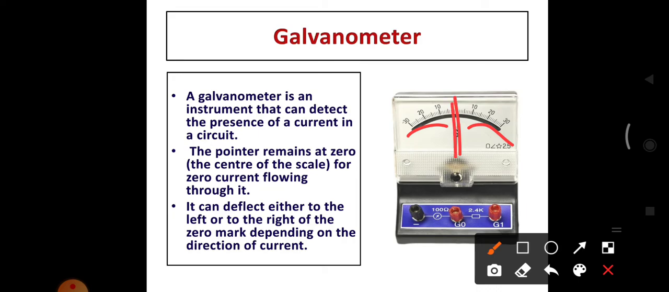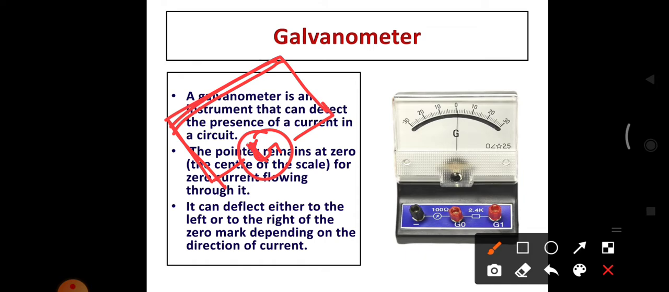The galvanometer is used to detect the presence of current in a circuit. That means if you take any wire and directly connect it to the galvanometer, here there is no battery, so there is no current. When I connected the conductor to the galvanometer, it shows 0. That means there is no current in this circuit.